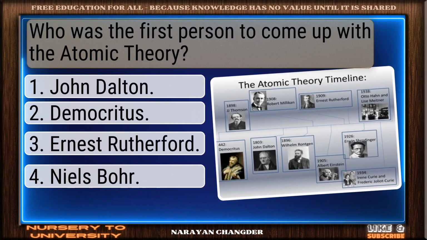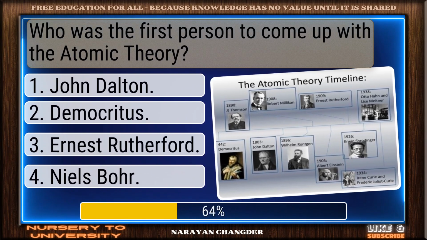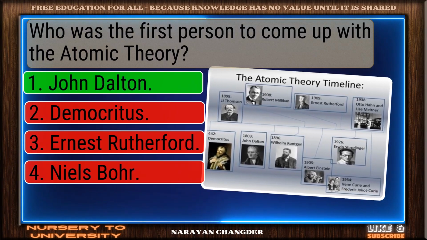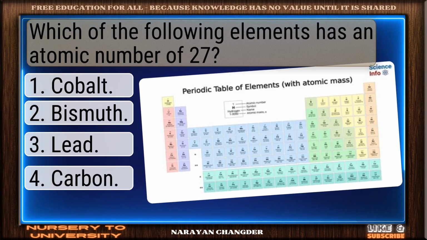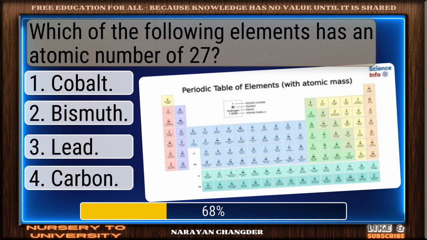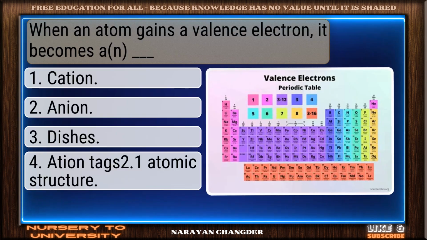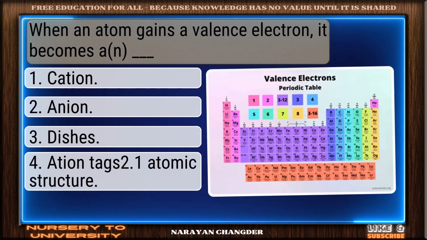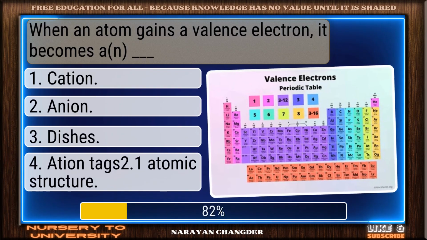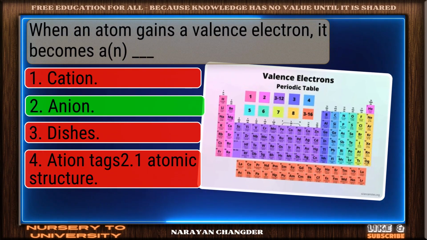Who was the first person to come up with the atomic theory? Smart pick. John Dalton is the correct choice. Which of the following elements has an atomic number of 27? Great job. Cobalt is the accurate answer. When an atom gains a valence electron, it becomes a dash. Well reasoned. Anion is the correct choice.